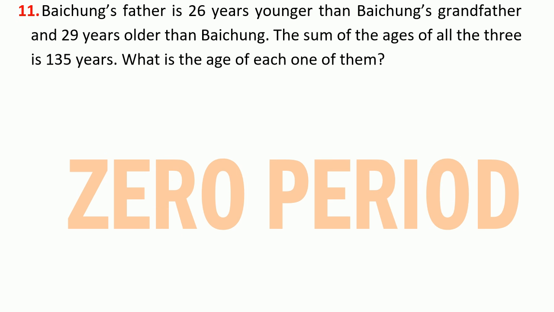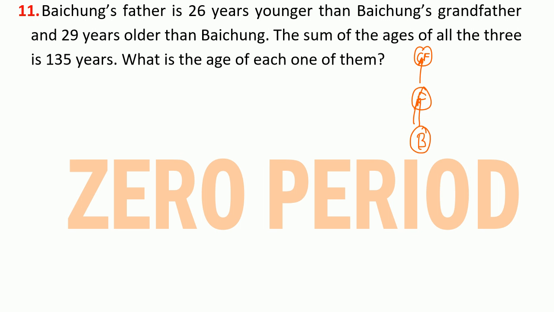Question number 11 says, Baichung's father is 26 years younger than Baichung's grandfather and 29 years older than Baichung. The sum of the ages of all the three is 135 years. What is the age of each of them? Children, I suggest you one summary here which will help you to go through the question. Let us see the right side of the sheet. Here I am writing Baichung, then his father, and then his grandfather.